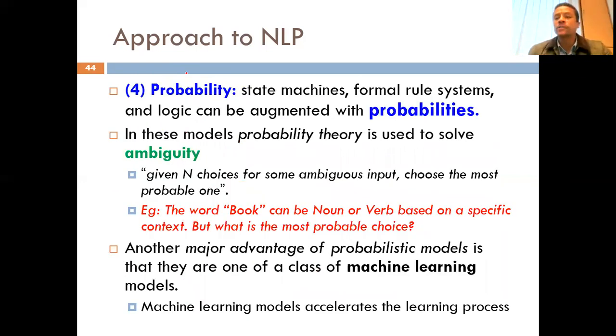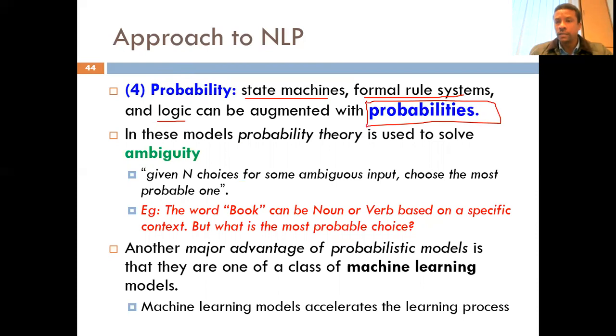The fourth one is probability, and probability is a kind of cross-cutting approach that we have in NLP, because probability is going to be used whenever we have some sort of uncertainty. Whenever there is uncertainty, you are going to look for statistics that give you some level of confidence to make a decision. So whether it is a finite state model, a formal rule system, or even logic, it can be supplemented with a probabilistic model.